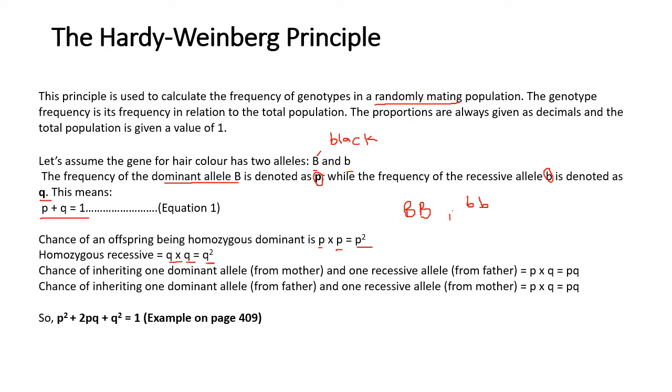Now, in the case whereby an offspring is heterozygous, so they get one dominant allele from the mother and the recessive allele from the father, that gives us pq. So this offspring is big B and small b. But we can also have a situation whereby the dominant allele comes from the father and the recessive allele comes from the mother, and that again is big B, small b. It would be denoted as pq as well, because we're multiplying the two. In that case, where we have heterozygous organisms in the population, the equation would then be p squared for the homozygous dominant, plus 2pq for the heterozygous, plus q squared for the homozygous recessive. And that will give us a value of 1.